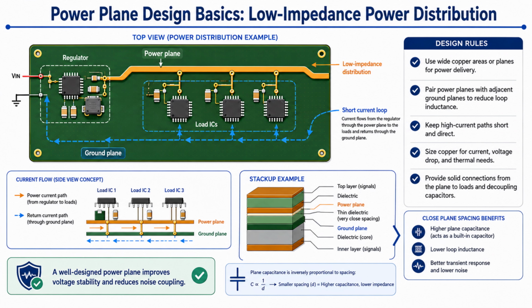Thin traces used for high current delivery can create voltage drop, heating, and noise problems. So design the power path like a real current path, not just a net name in your schematic. A strong power plane means better voltage stability, cleaner switching behavior, and fewer power integrity surprises.